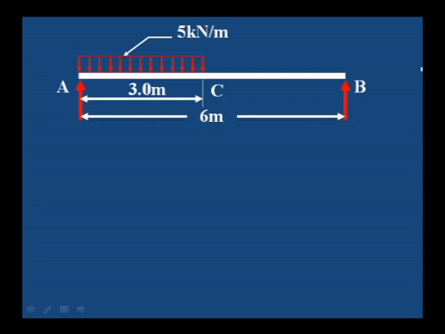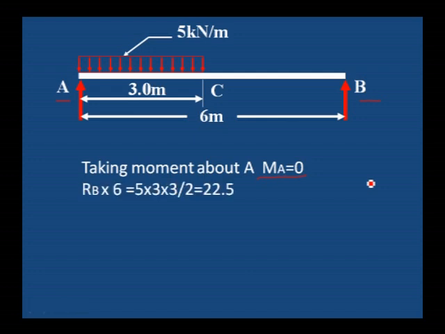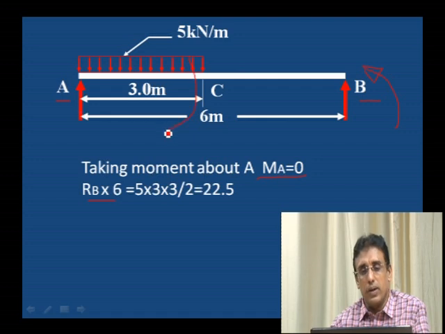Let us consider one more example where the uniformly distributed load is acting on the left half of the beam. This is not loaded fully, therefore the reactions will not be equal, and you can also observe that the reaction at A will be more because the load is acting towards A. Here RB may be less. Taking moment about A, RB into 6 is the distance, RB into 6, this is the anti-clockwise moment, must be equal to the clockwise moment.